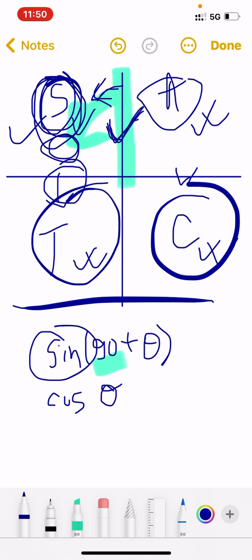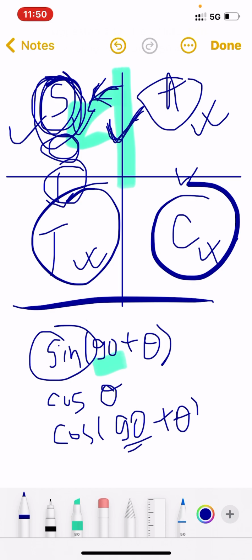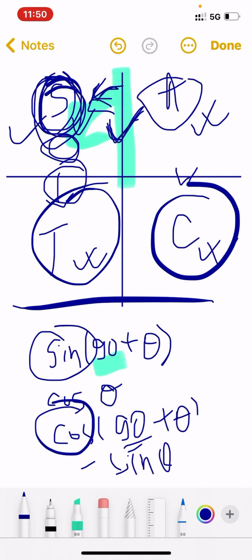Similarly, for your question, cos 90 plus theta, it will change because we have a 90 over here, going from this quadrant to this quadrant. Here we have a cos and here we have a sine, so this will be negative of sine theta. So this is how it is.